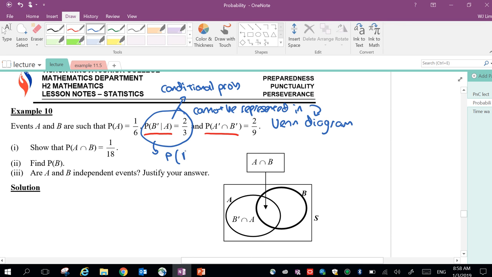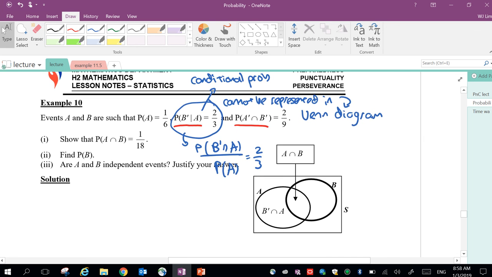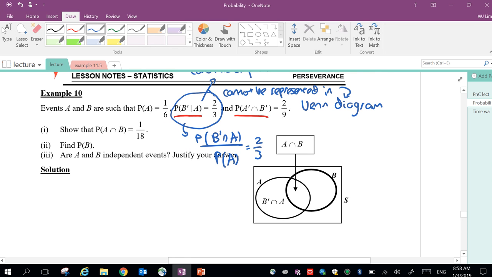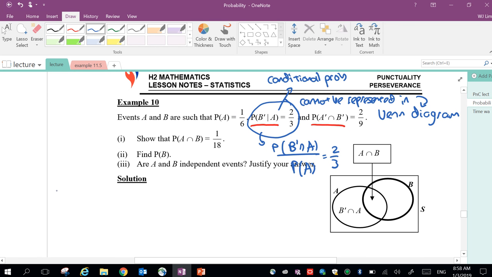Meaning probability B prime intersect A over P(A). Then you ask yourself, where is B prime intersect A? Clear for that? So for question 10, part 1, let me write it down. What do they want? Show that A intersect B is 1 out of 18. So probability B prime given A is the only conditional probability that I have. The rest of the given information I can't use.